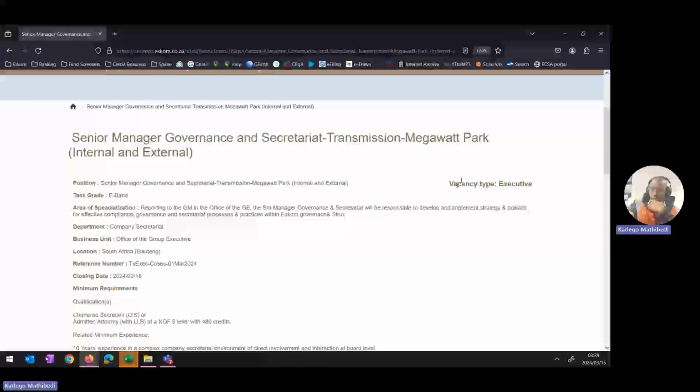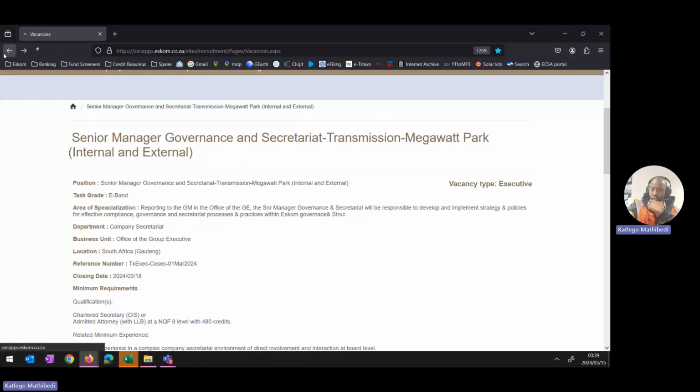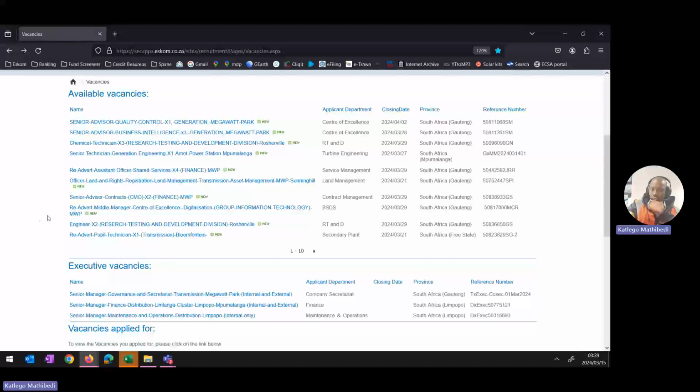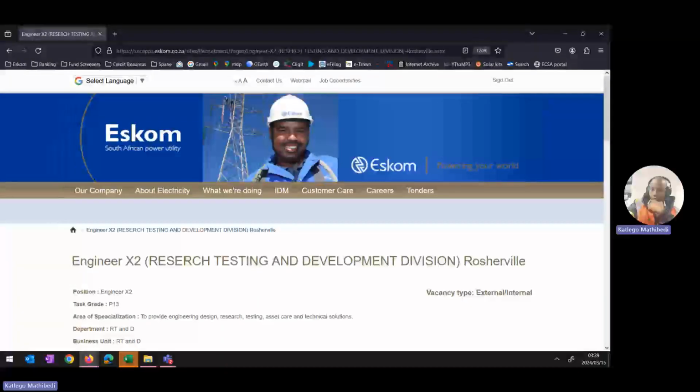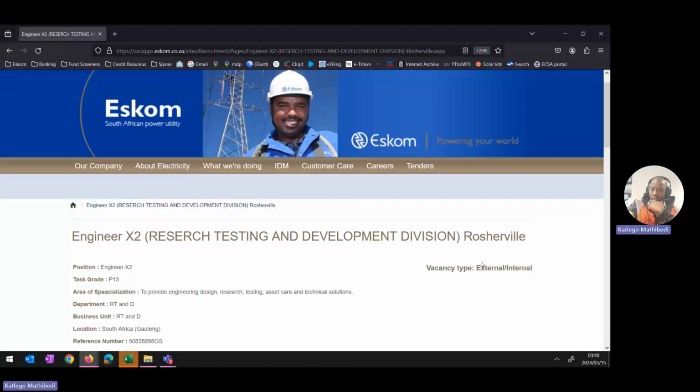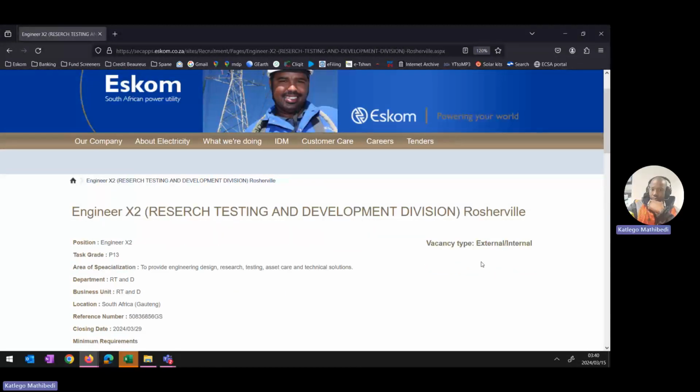And what you need to note as well is vacancy type, which is executive. And is it an internal post or an external post? And so we'll leave that post for now, and then we'll go back to the other posts. And then let's say you want to be an engineer. So we've got a post here at Rosherville. There, the first thing that you need to note is, is it internal or external? So this post is for everybody who is within and outside of Eskom.